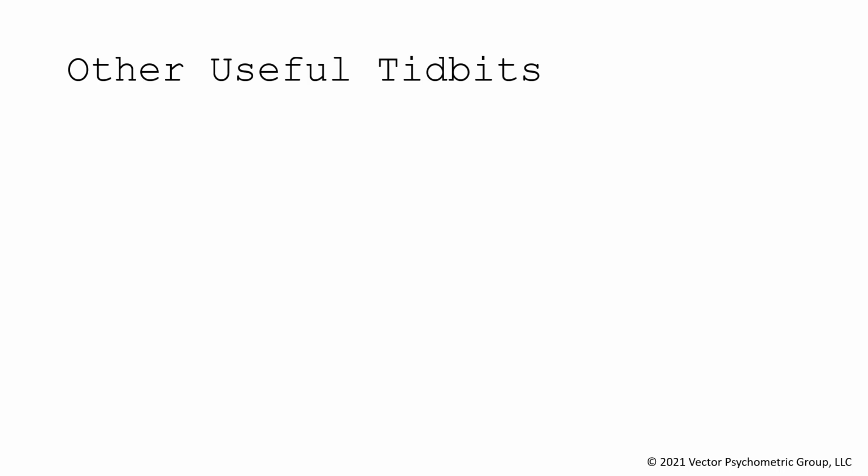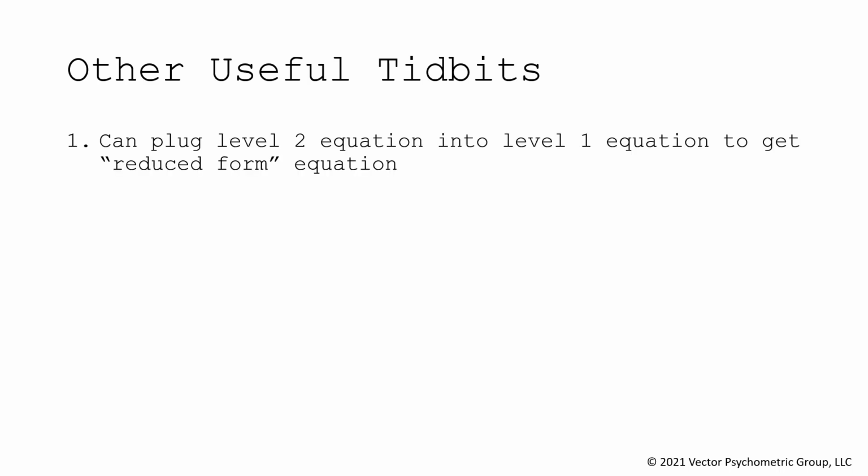This concludes our dive in HLM's level 1 and level 2 equations. I want to next touch on a few useful points before doing a quick software demonstration. The first nifty trick I want to show you is plugging in the level 2 equation into the level 1 equation to get a single reduced form representation.